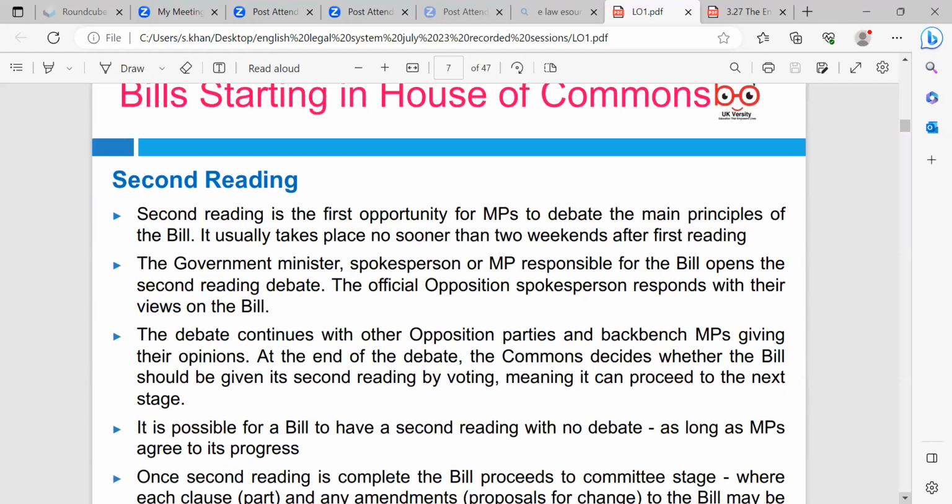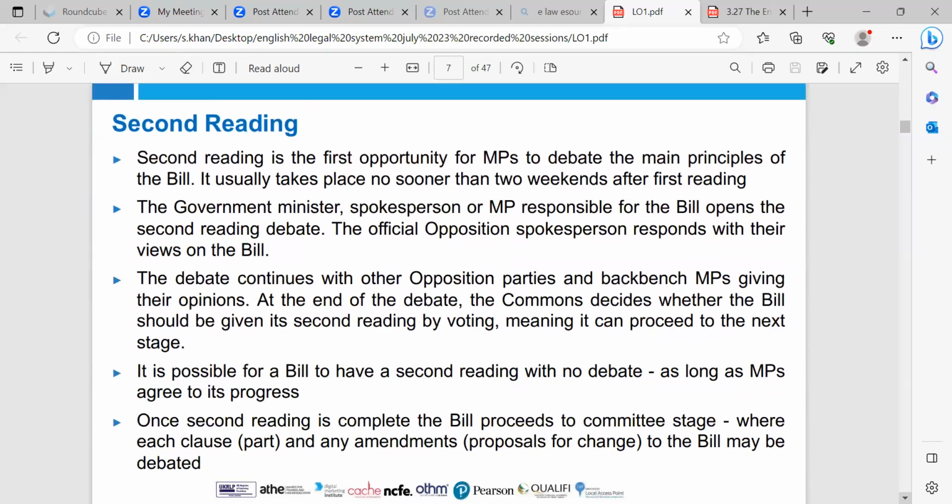So these are bills that start in the House of Commons. Second reading is the first opportunity for MPs to debate the main principles of the bill. So if there are any issues around the bill or any requirements that need to be put in the bill, this stage is where they will look at those issues. It usually takes place no sooner than two weekends after the first reading.